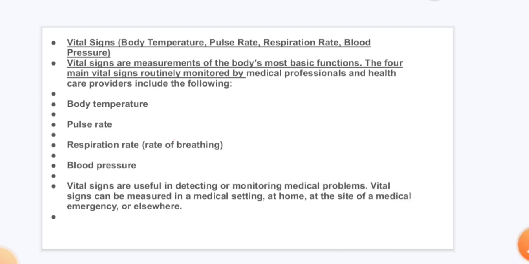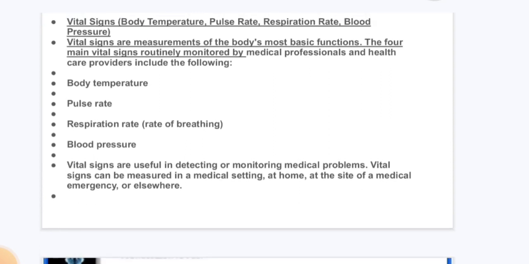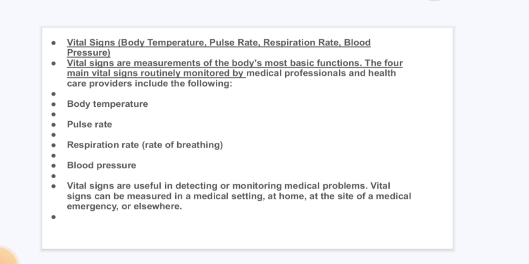And vital signs are useful for detecting or monitoring medical problems. Vital signs can be measured in a medical setting, at home, at a medical emergency, or elsewhere. Mainly we have to check the vital signs to detect medical problems. It's a basic function.